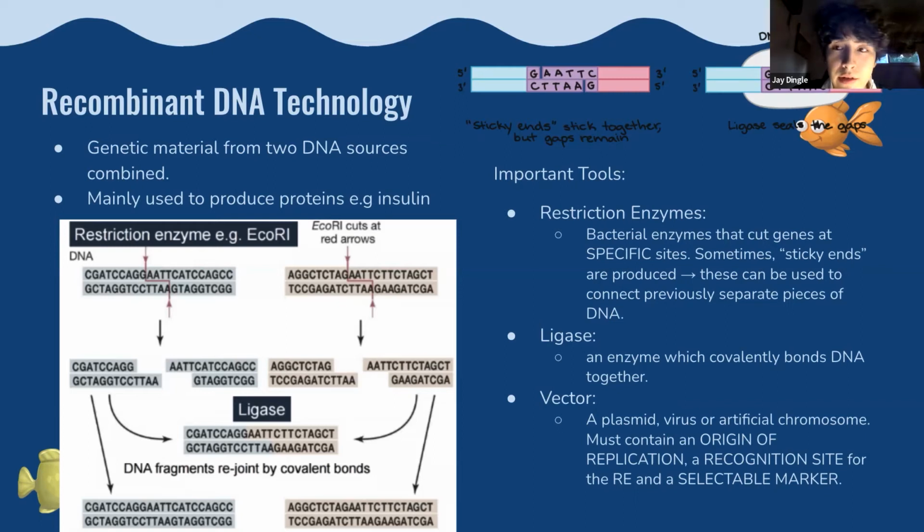Once these DNA fragments have been rejoined, we will find a vector, which is usually a plasmid, a virus, or artificial chromosome of some kind. And the key criteria for a vector to be appropriate for recombinant DNA technology include 1, having an origin of replication, 2, a recognition site for the restriction enzyme, and 3, a selectable marker such as antibiotic resistant genes.